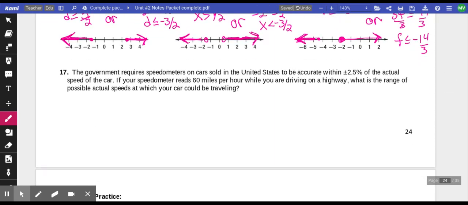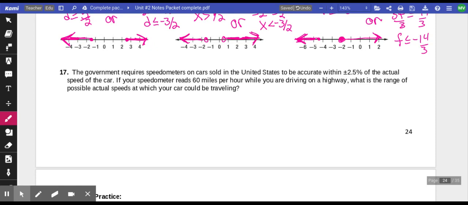Last problem is 17. The government requires speedometers on cars sold in the US to be accurate to plus or minus 2.5% of the actual speed of the car. If your speedometer reads 60 miles per hour while you are driving, what is the range of possible actual speeds your car could be traveling?